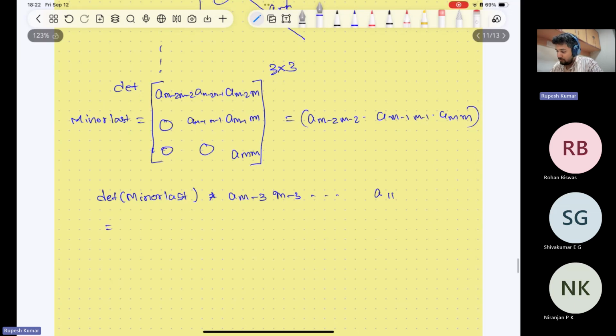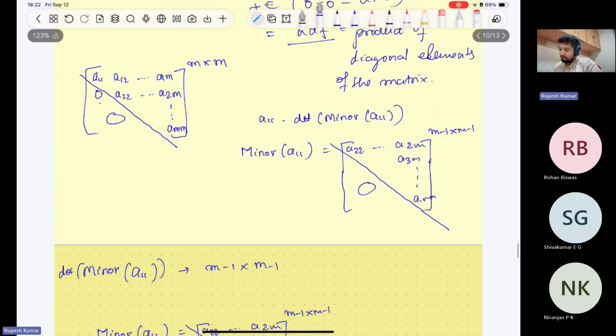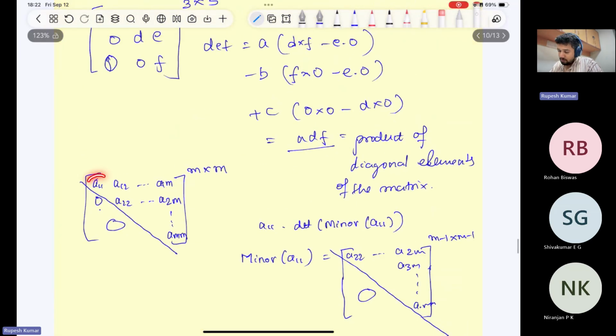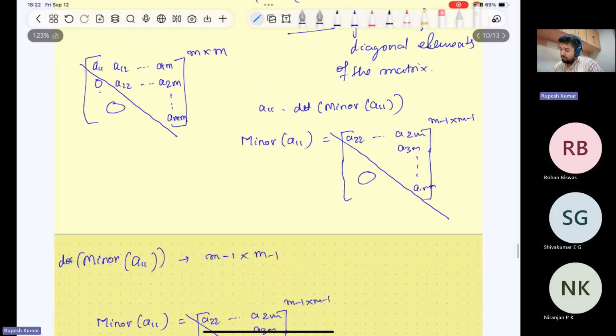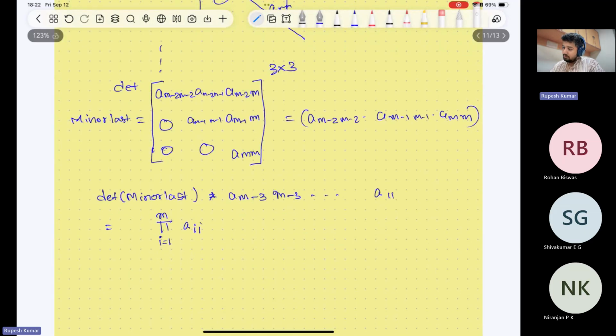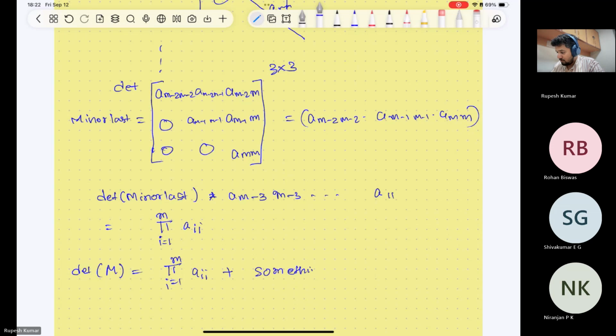So this component will essentially become the product of AII, right? I will go from 1 to M, right? So this will be the component from the first element of row 1, which is A11. Now, so we have some part of the determinant, right? So this is something. So the determinant of the total matrix, determinant of matrix M will be equal to this part, the product for I equals 1 to M of AII, plus something, right?